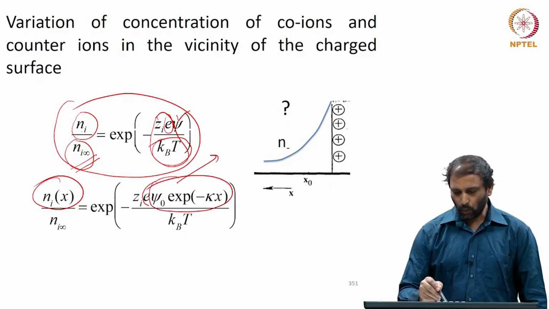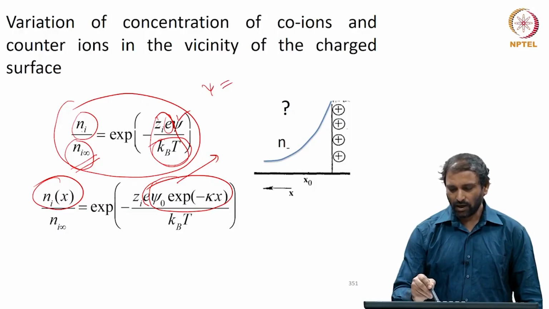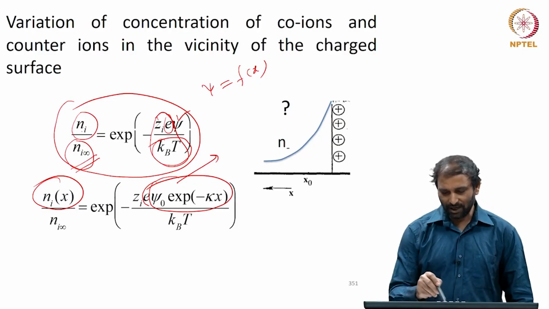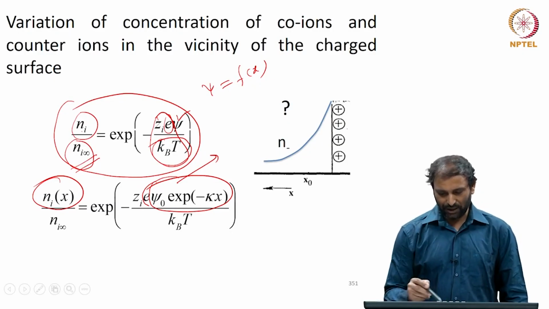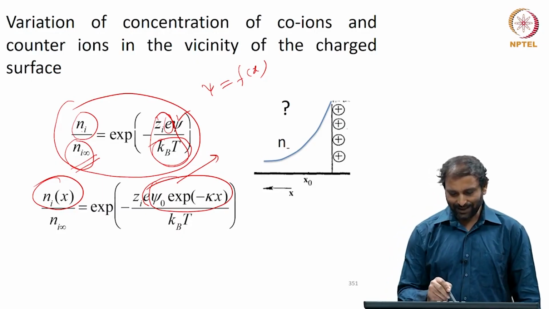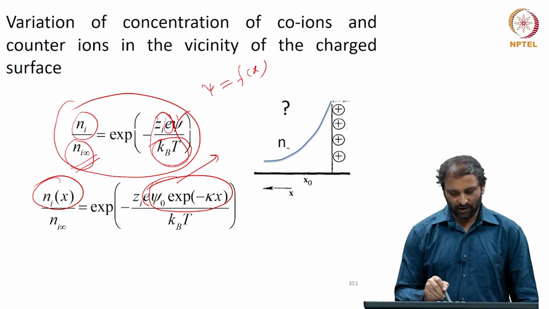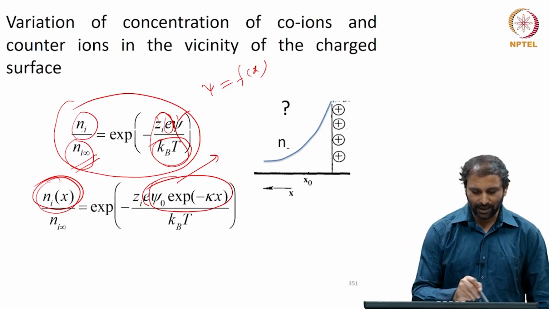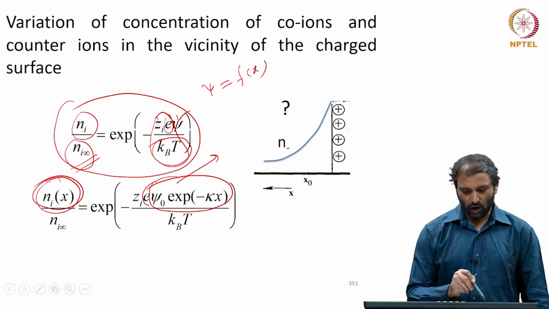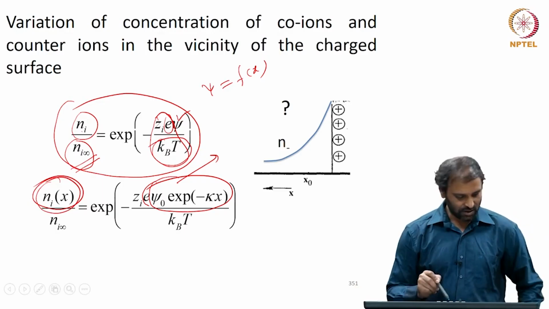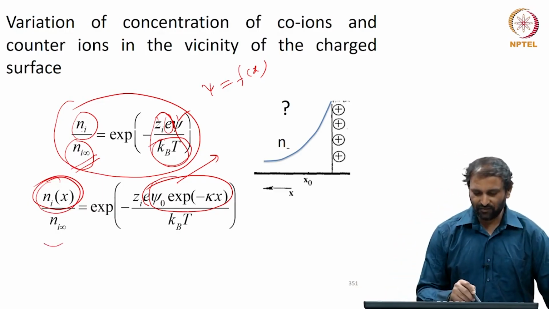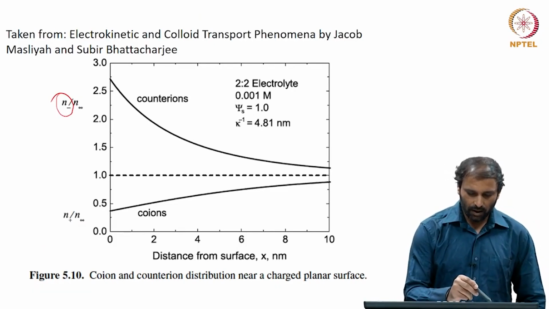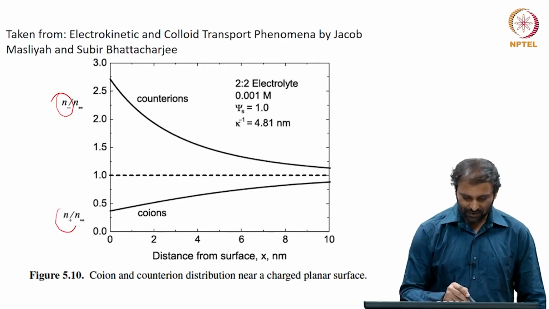Because we have derived how psi varies with separation distance, we can substitute a relevant expression for psi. If I assume the low potential case, I can replace psi with psi naught exponent of minus kappa x. Now that I know how psi varies with separation distance, I should be able to calculate how the concentration of the ion varies with separation distance. So from this approach, I can calculate the concentration of the counter ions and the concentration of the co-ions.